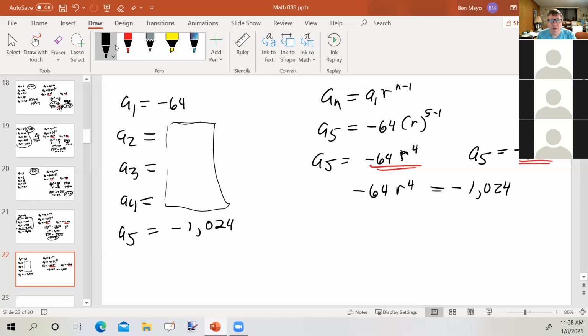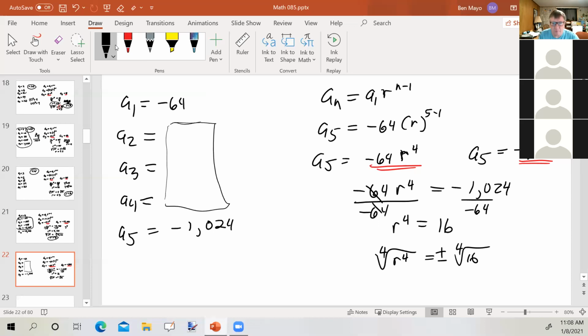So now we're going to get r to the 4th by itself. We'll divide both sides by negative 64. Negative divided by negative is positive. 1,024 divided by 64 is 16. Now we're going to take the 4th root of both sides. Remember, if you're taking an even root, you get both the positive and the negative possibilities. So r equals plus or minus.